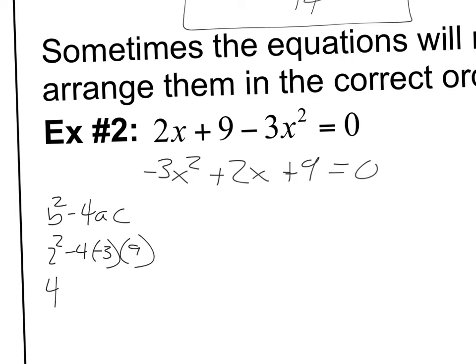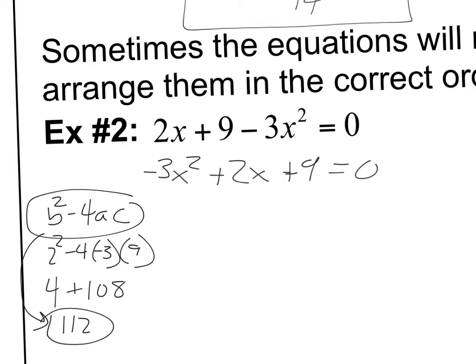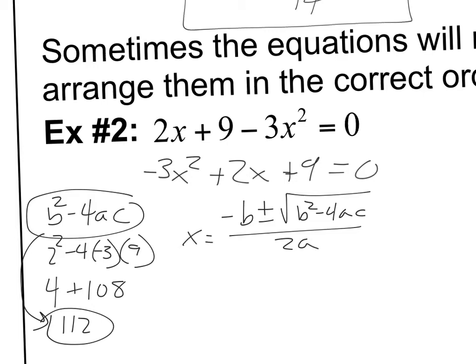So I get a 4, and negative 3 times negative 4 is positive 12, and 12 times 9 is 108, so this is really 4 plus 108. And that's 112. So my b squared minus 4ac is 112. Let's go to the actual quadratic formula now. Negative b plus or minus the square root of b squared minus 4ac all over 2 times the a value. And remember, this is my solution for x then.